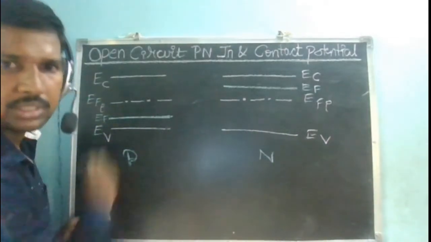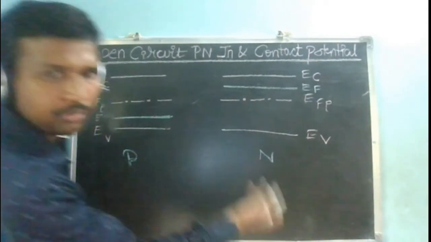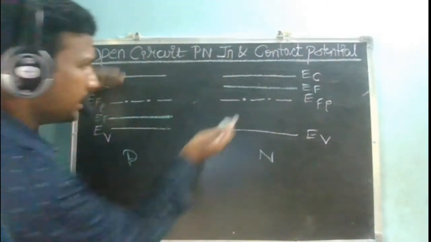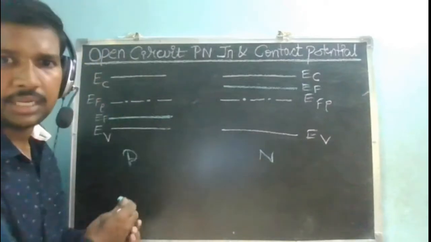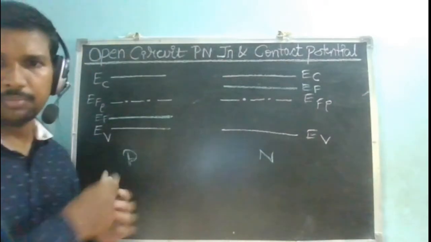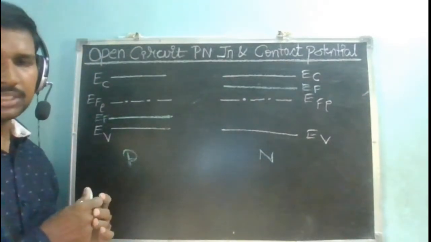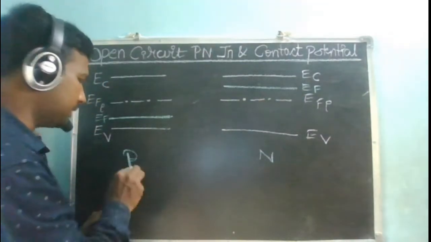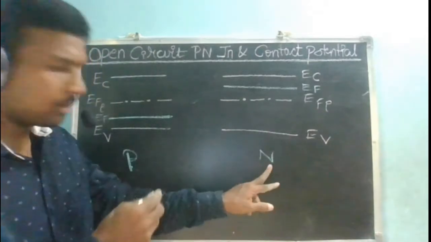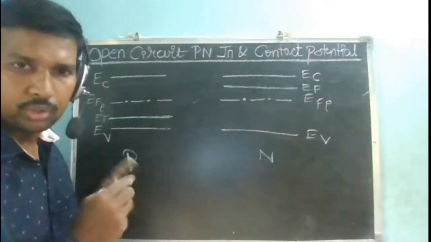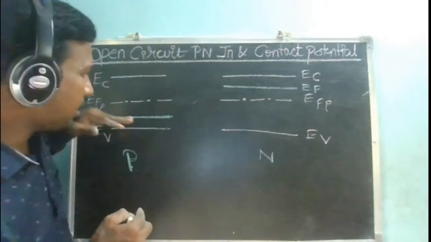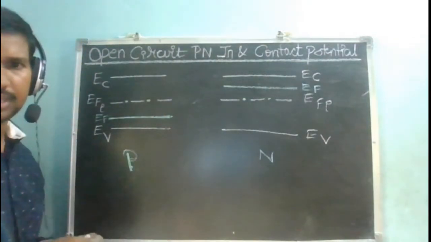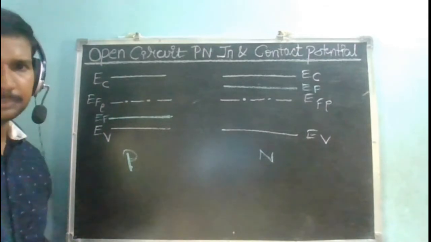So how long will these holes from the P side to the N side and electrons from the N side to the P side keep exchanging across the junction? Until the EF on one side gets aligned with the EF on the other. Got my point? So diffusion of charge carriers, holes from the P side to the N side and electrons from the N side onto the P side, is going to take place. How long? As long as both EFs are aligned. Is this fine?